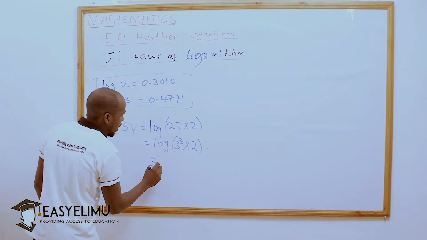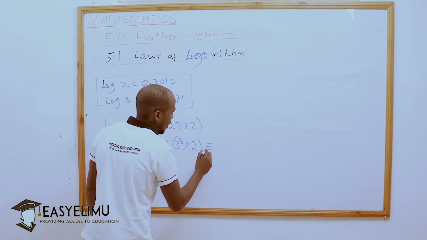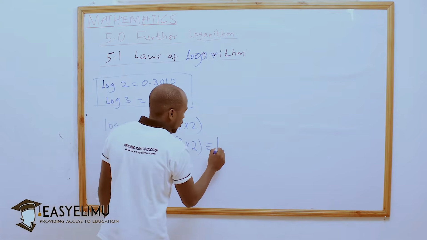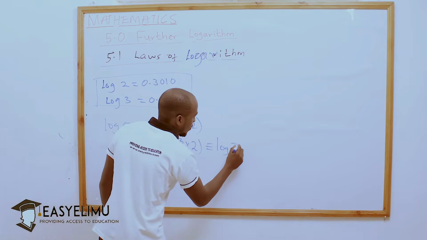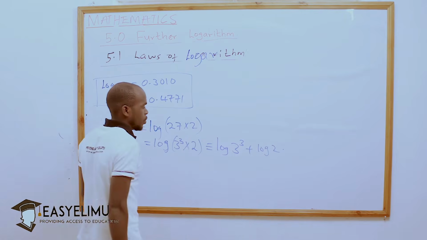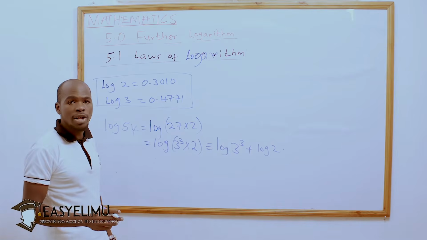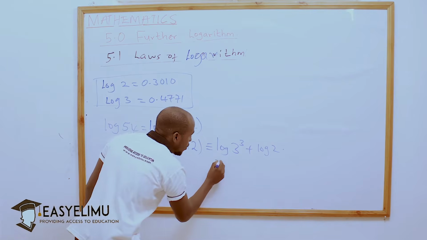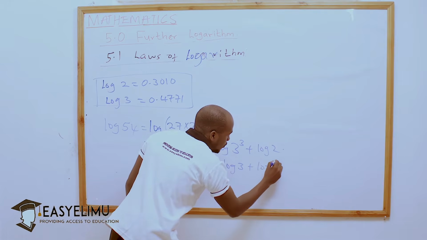Now this one here, we shall rewrite that one and say it is equivalent to, from the rule, we know that if you have this one, it is the same as writing plus log of 2. So if that is the case, then this one we shall use that third rule which we find, and it will be 3 log of 3 plus log of 2.